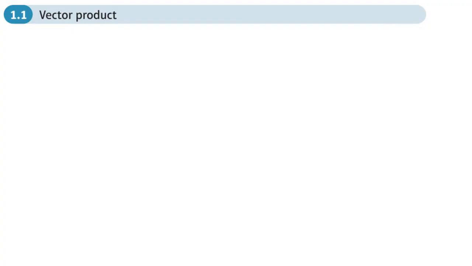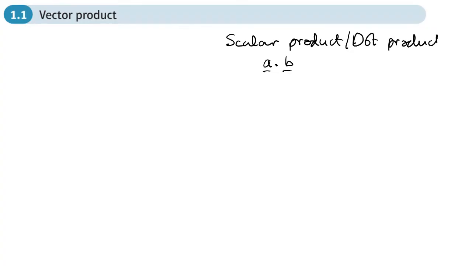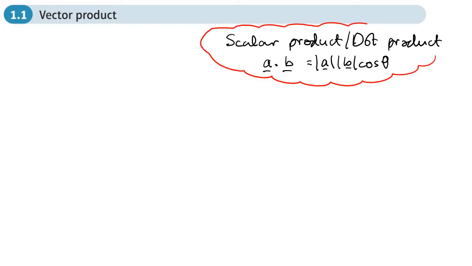So from your Core 1 book you would have learnt about the scalar product, and I'll put a link at the bottom. The scalar product, or dot product, was defined as this: A dot B is equal to the length of A times the length of B, or the modulus of A and the modulus of B, times the cosine of the angle between A and B. So this is what you've learned in your Core 1 lessons.